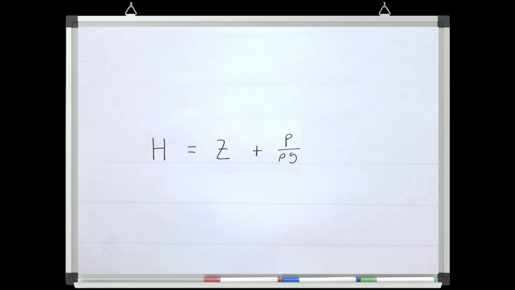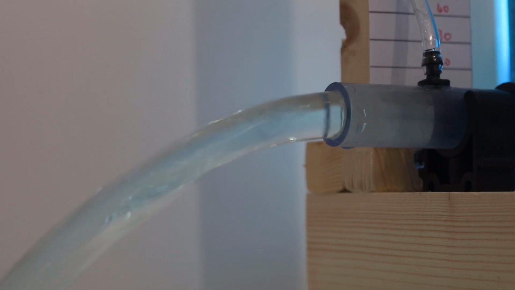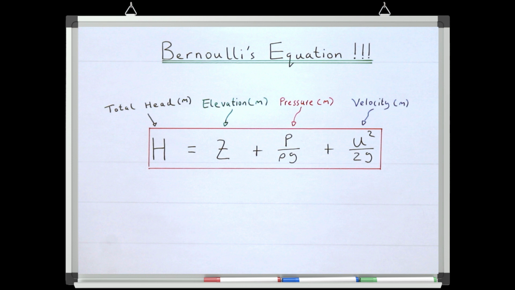So we need to add a term for kinetic energy to our equation for total head. Kinetic energy in units of meters can be written as velocity squared divided by 2 times gravity. So at any point in our system, a particle can have 3 forms of energy: elevation, pressure, or velocity head. And its total pressure head is the sum of these 3 forms of energy in units of meters. This is Bernoulli's equation, and this is the equation that we're going to focus on for the next few lessons.